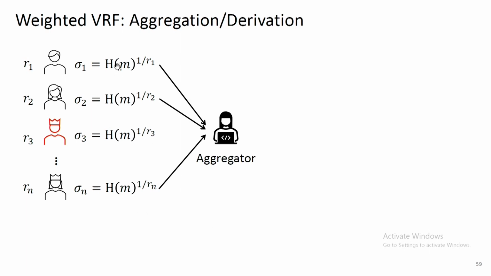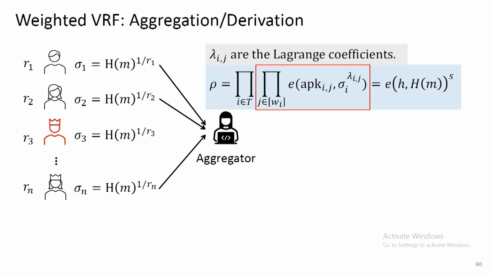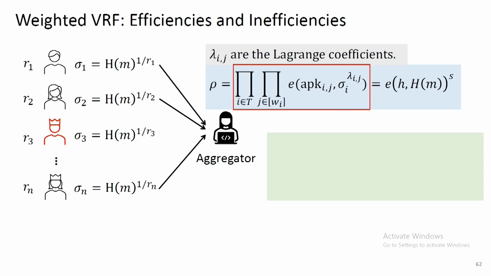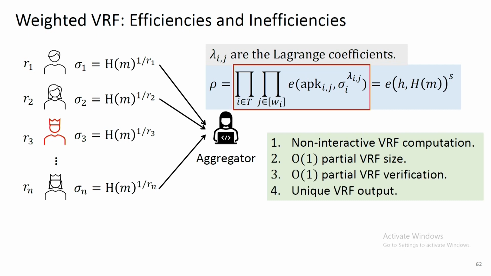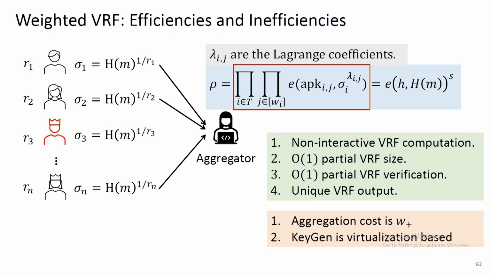Independent of the weight. And the aggregation step is also, again, kind of complicated, but you have to trust me that if I do this entire operation, I get a VRF which is identical to the single signer case. So what kind of properties do we get? We get non-interactive VRF computation, order 1 partial VRF size, also order 1 partial verification, and unique VRF output. So there are some limitations. We have aggregation cost, which is proportional to the total weight, and also the distributed key generation is virtualization based.